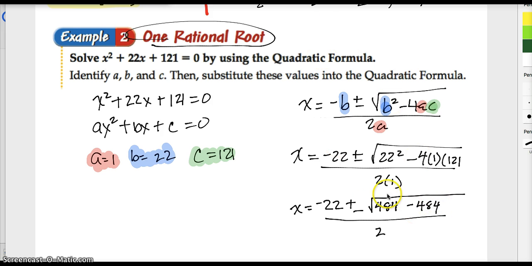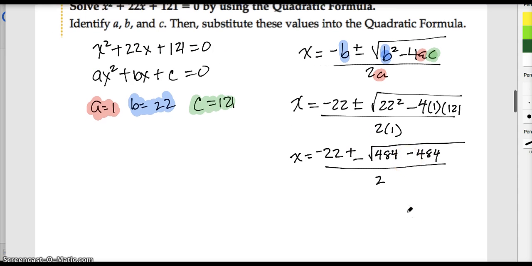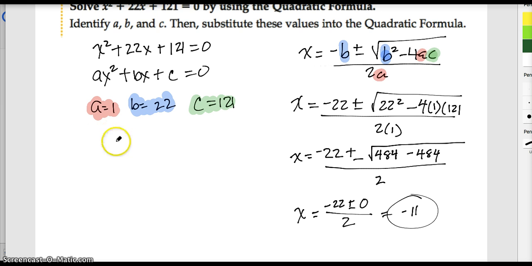If you take a look at what we're later going to refer to as the discriminant, right underneath the radical, this is going to be 0. So it makes sense that here we only have one answer. X is equal to negative 22 plus or minus 0 over 2, which is really just negative 11. The answer is negative 11. So x is equal to the set that includes just negative 11. Let's give you an opportunity to practice.